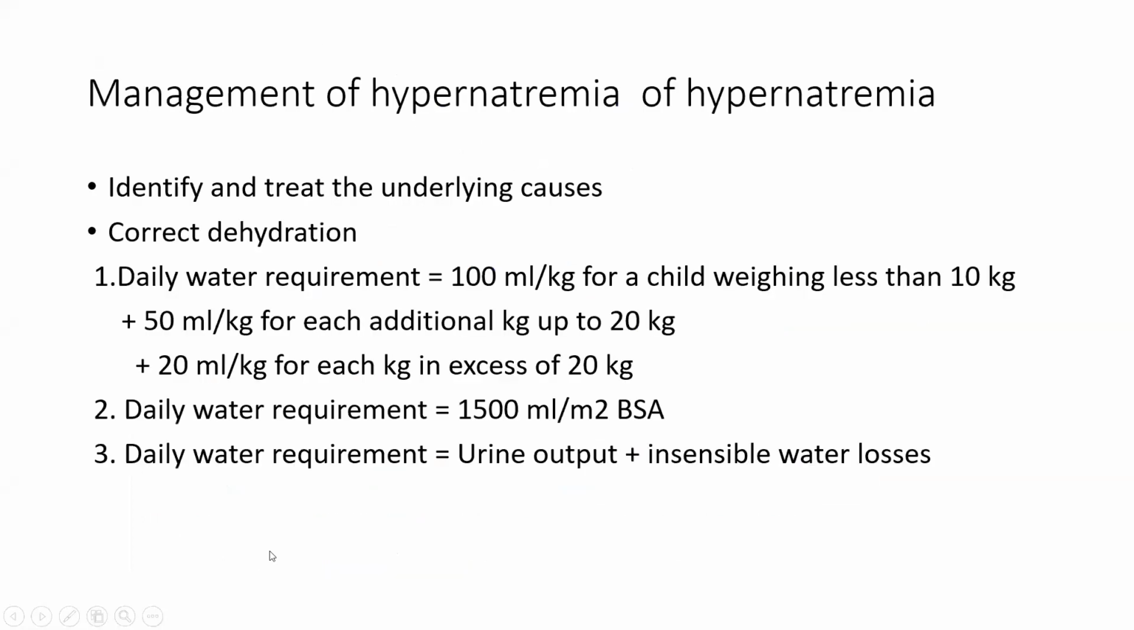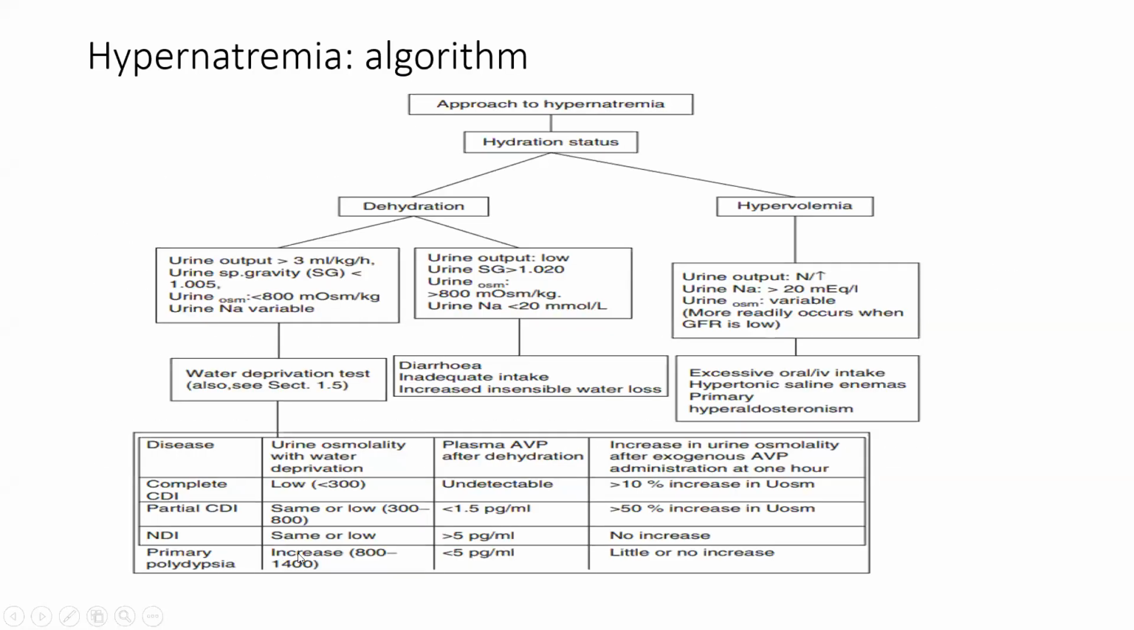Then if you have primary polydipsia, usually your urine osmolarity would be very high, between 800 and 1400 or more. So you come now to another category, where urine output is reduced. In that case, you have lost a lot of fluid.